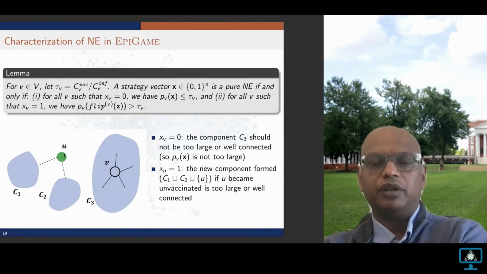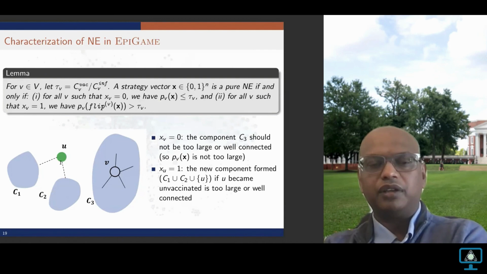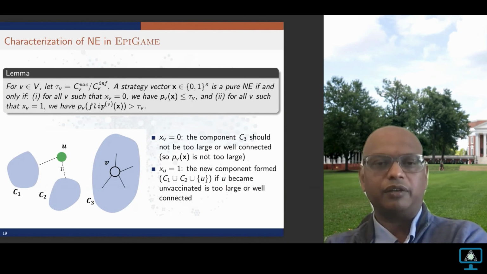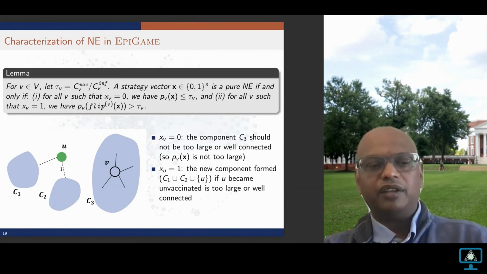On the other hand, this node U, which is vaccinated, so X_U is 1, the new component which forms if it were to become unvaccinated is not too big. So the new component would be C1, C2 union U, so all these edges would come back. So this should not be too big or it should not be too well connected. So basically, a Nash equilibrium in this kind of game is almost at this knife's edge. So like all components are smallish, and if any one node decides to flip, then it becomes above some threshold. So it seems even surprising if Nash were to exist.